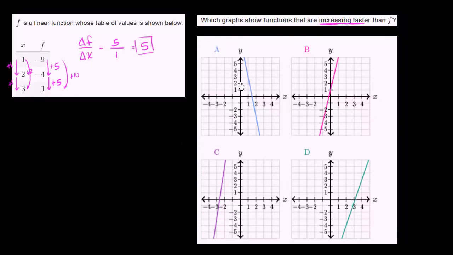Now let's see which of these increase faster. Well, A isn't even increasing, so A is decreasing. As x increases, y is decreasing. So that definitely can't be the case.